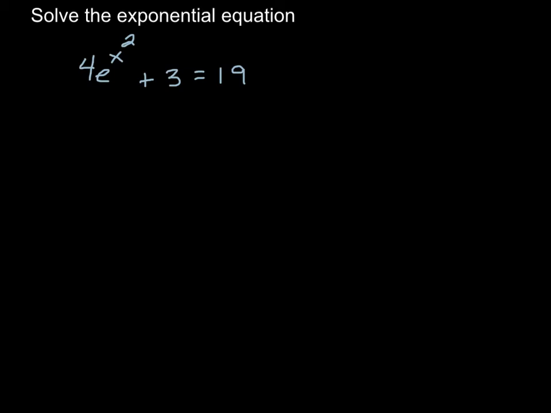Alright, we have one more example. It's a little bit more complicated. It's 4e to the x squared plus 3 equals 19. So I want to solve this exponential equation. And it's an exponential because we have a variable inside of the exponent. So the first thing we want to do is isolate the exponential. So that means get it by itself. So I'm going to subtract 3 from both sides. And I'm going to get that 4 out of the way, so I'm going to divide both sides by 4.